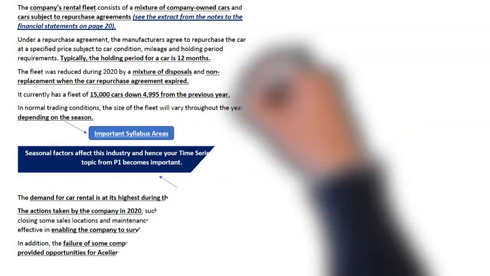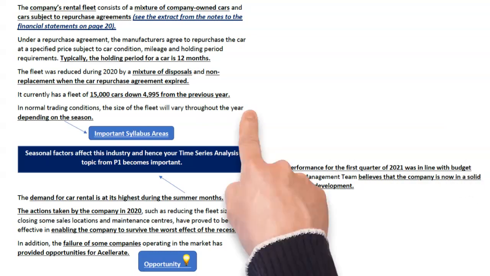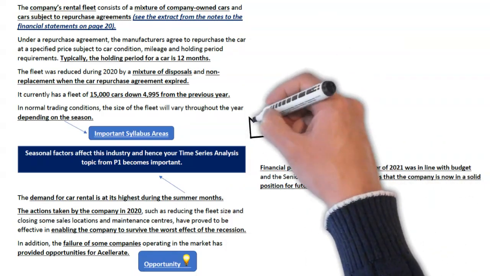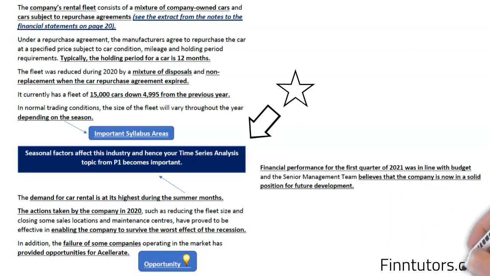Moving on, they've given us some very interesting information. The company's rental fleet consists of a mixture of company owned cars and cars subject to repurchase agreements. We'll talk about this in a whole lot of detail as we move forward. But as of now, you are to know that we have two types of cars, one which we own, and second, which are repurchase agreements, which means you have purchased them, but the company that you purchased it from will purchase it back from you. So there are two types.